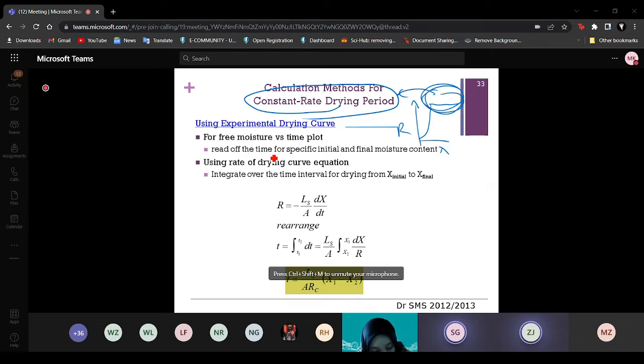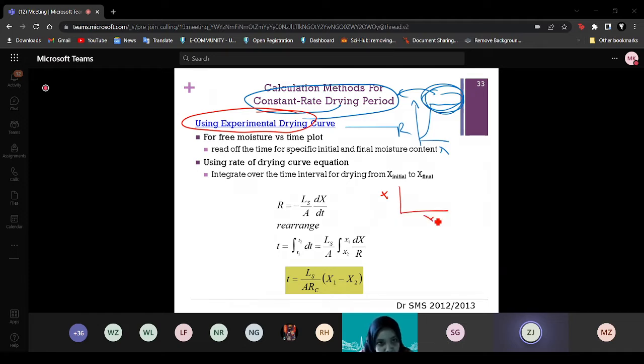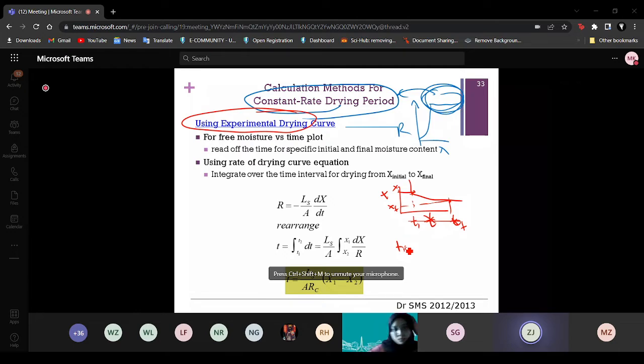they have a few methods. Okay, first method, they use experimental drying curve ataupun experimental data, whereby you conduct a drying experiment, you can obtain your x versus t graph, and from here, how to find the total time? It's very simple. You know what is your x initial, what is the time here, time 1, and what is the x final? Go here. This is x final, t final. So total time is t final minus t initial. So you get the total time of drying.